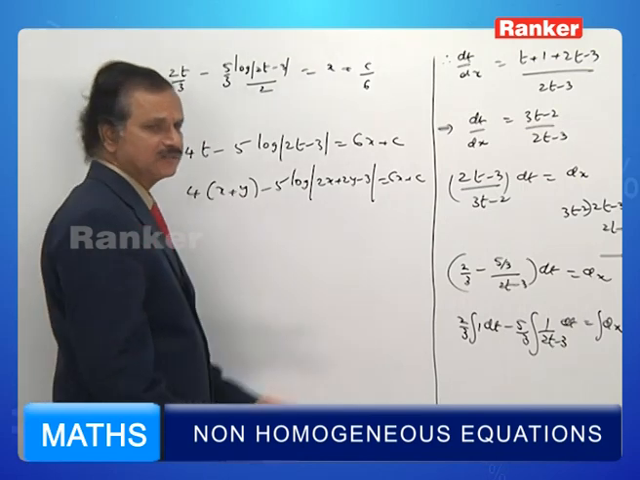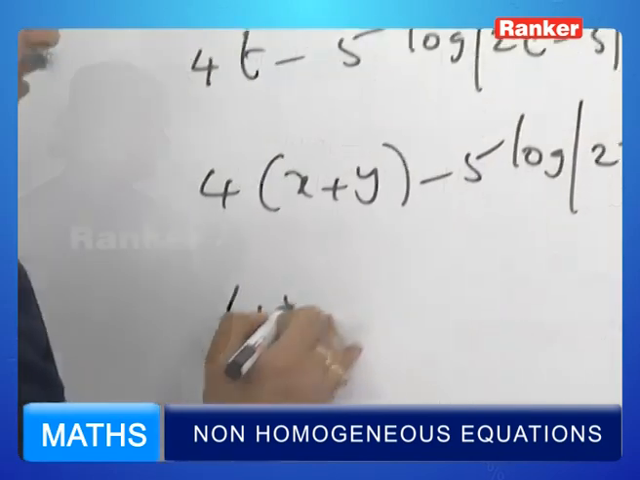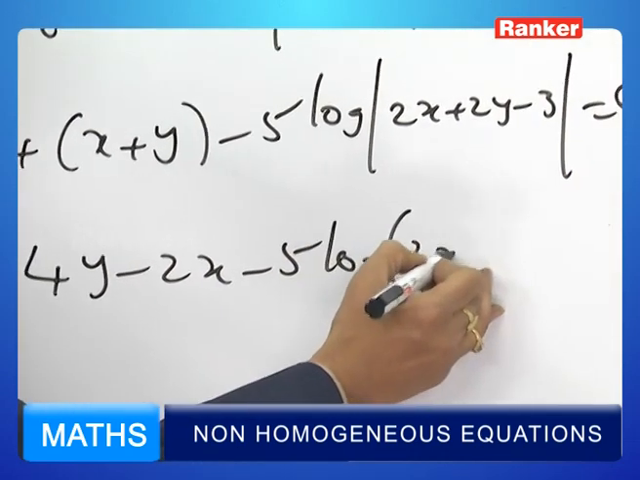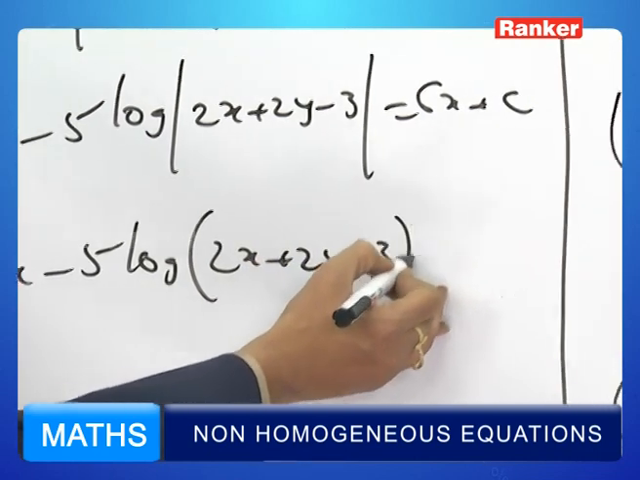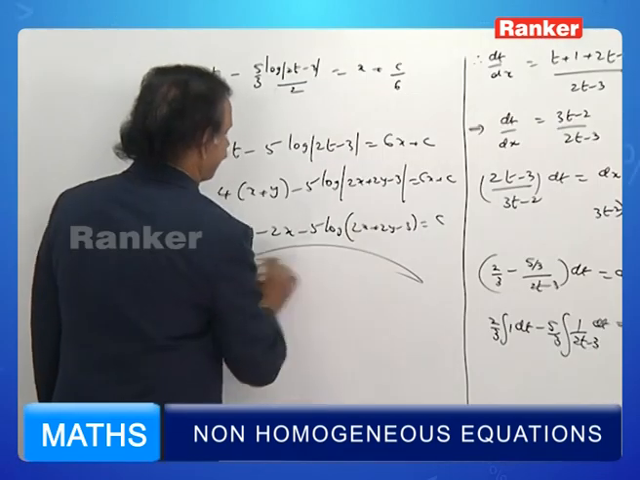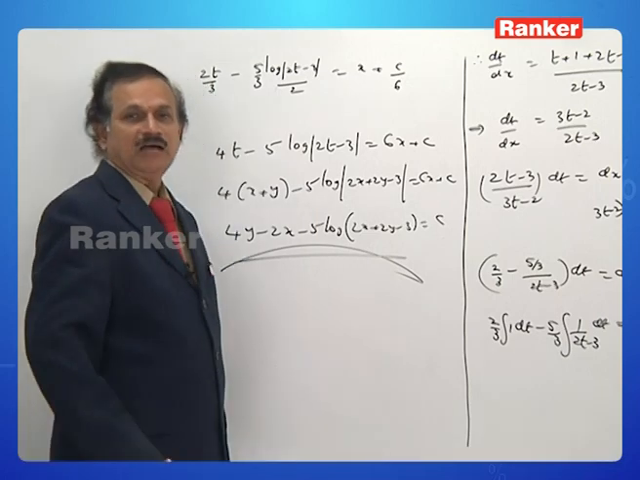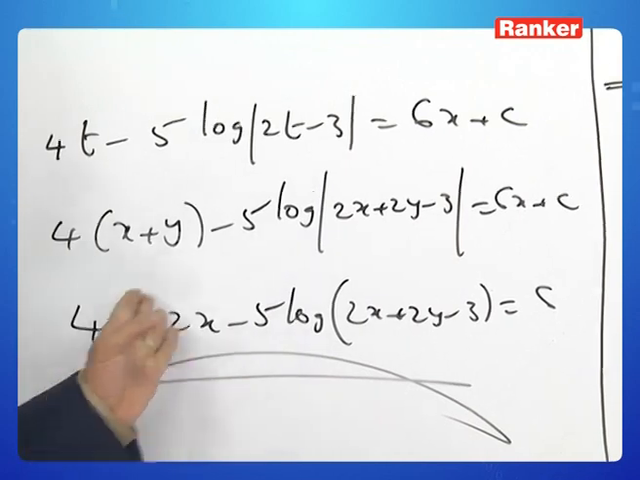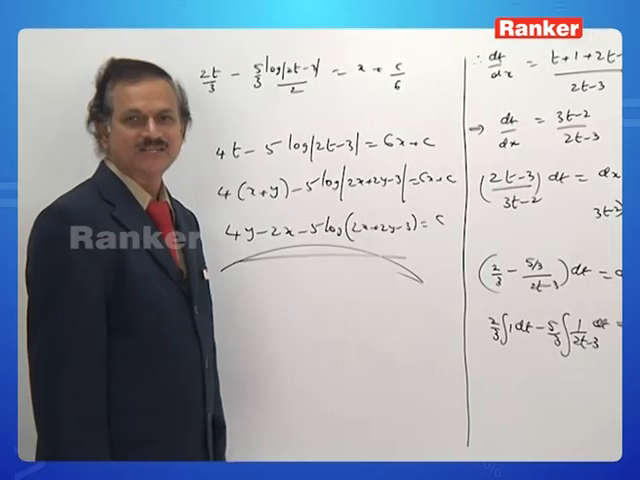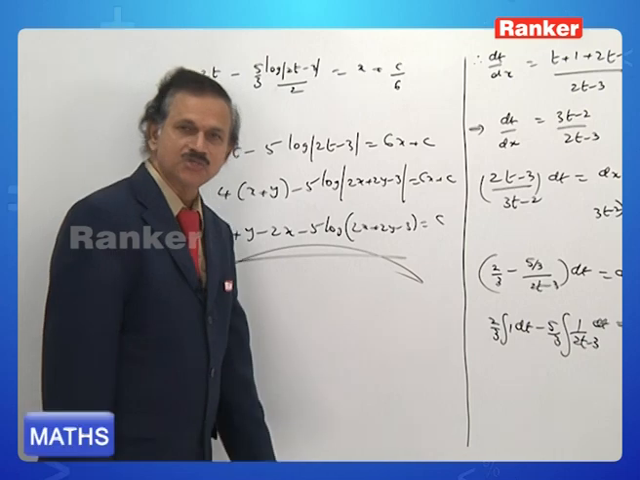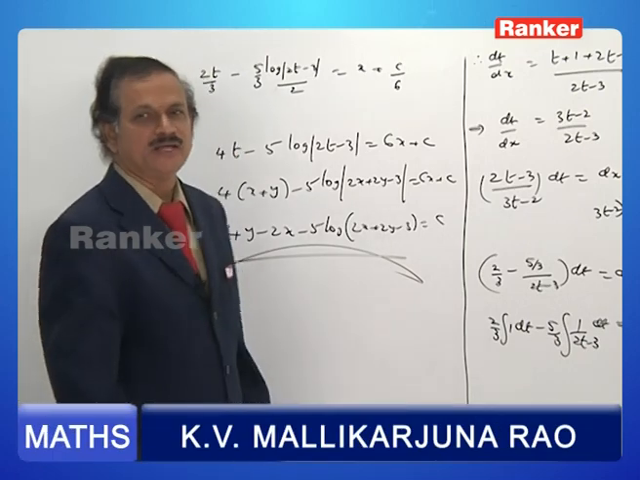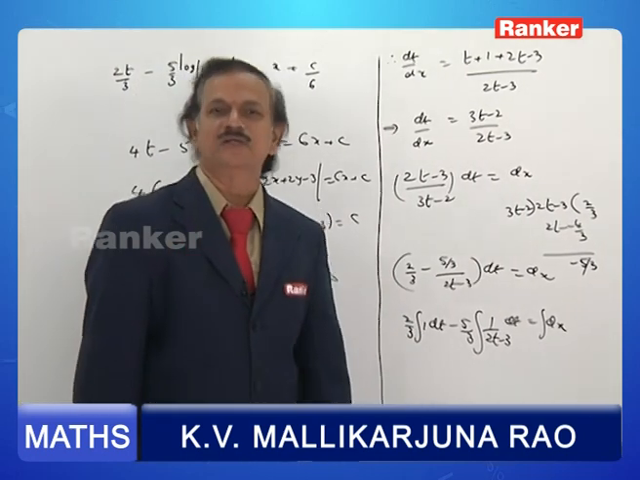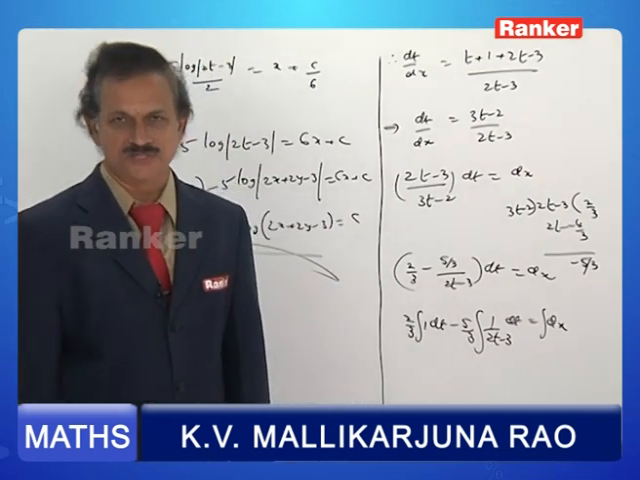You can do still something. What is that something? 4y minus 2x minus 5 into log of 2x plus 2y minus 3 is equal to c. That's all. I have just brought the 6x to this side. Already 4x is available. 4x minus 6x becomes minus 2x. So this is the solution. Like that, we can make an attack and approach on the first model of non-homogeneous differential equation.